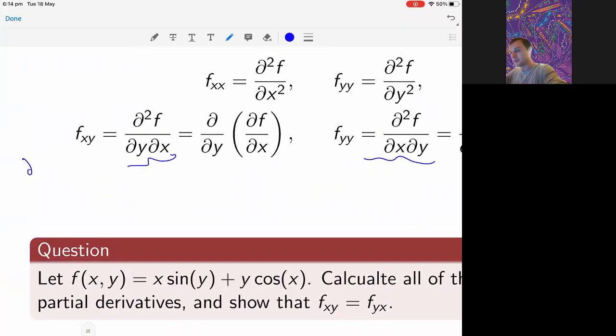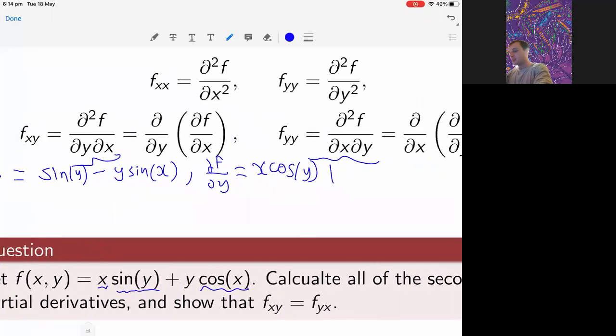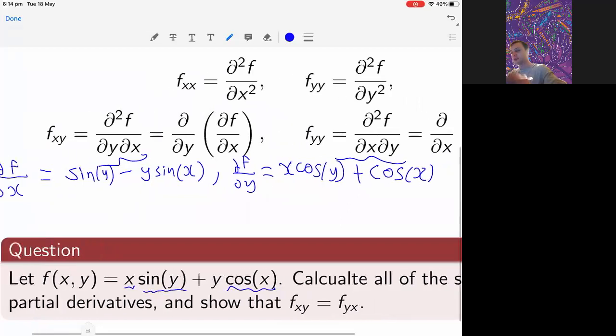So first things first, the derivative with respect to x. Well, the derivative with respect to x is just sine of y, because sine of y is just a constant for the purposes of this computation, and x differentiates to 1. On the other hand, the derivative of cosine x is minus sine of x, and the y goes out the front again. If we differentiate with respect to y, well, the x goes out the front, and the derivative of sine of y is just cosine of y. And if we differentiate again, the derivative of y is just 1, and the cosine x comes out the front.